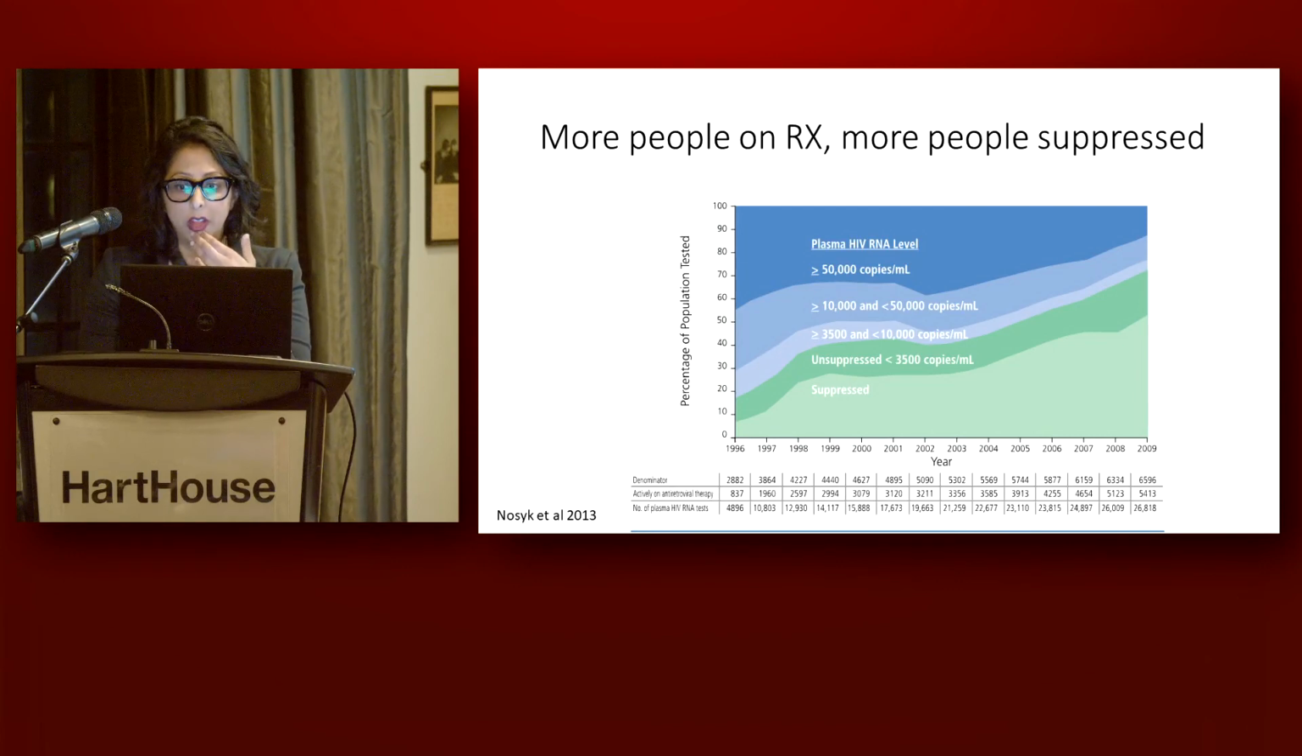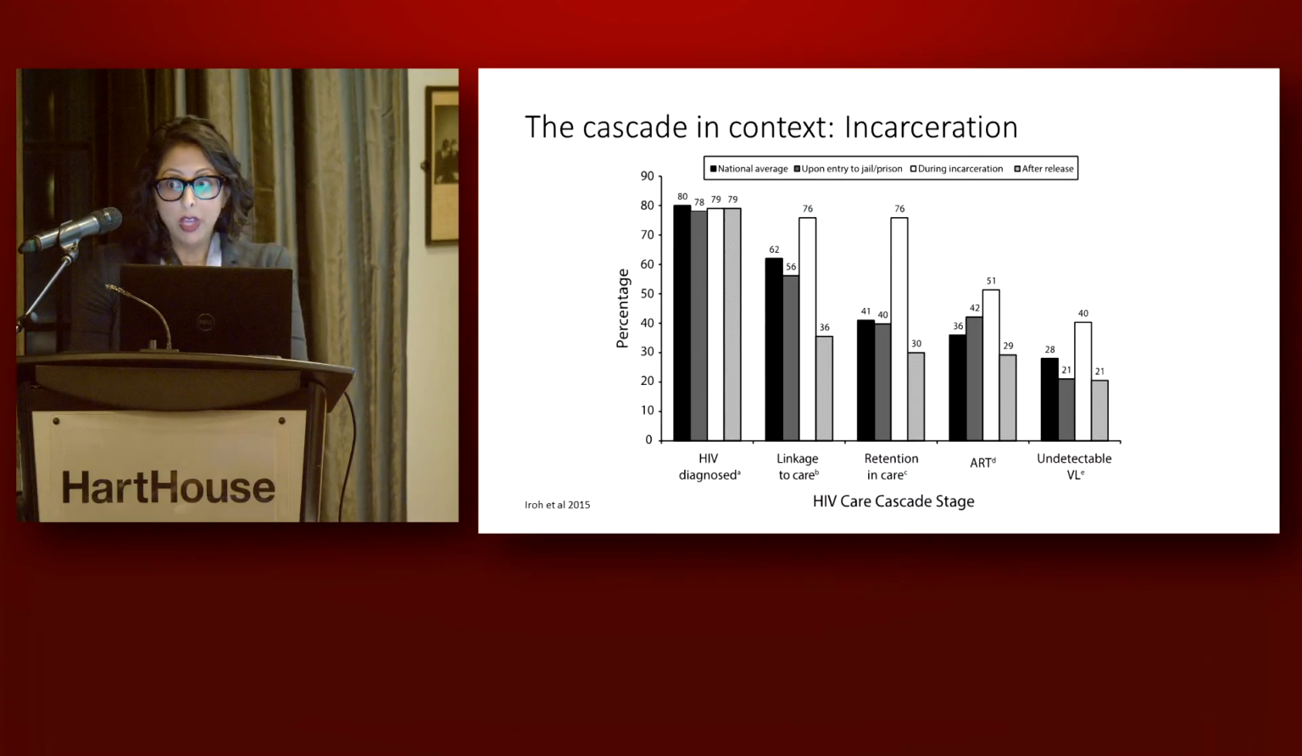Even beyond that, there's a lot of people for whom this cascade looks very different. The next few slides, I'm just going to show you examples of this without getting into all the nitty-gritty details, but they highlight some important areas, for example, where while U equals U, not everybody can get to U for a variety of systemic and structural factors, right? So for example, incarceration, right?